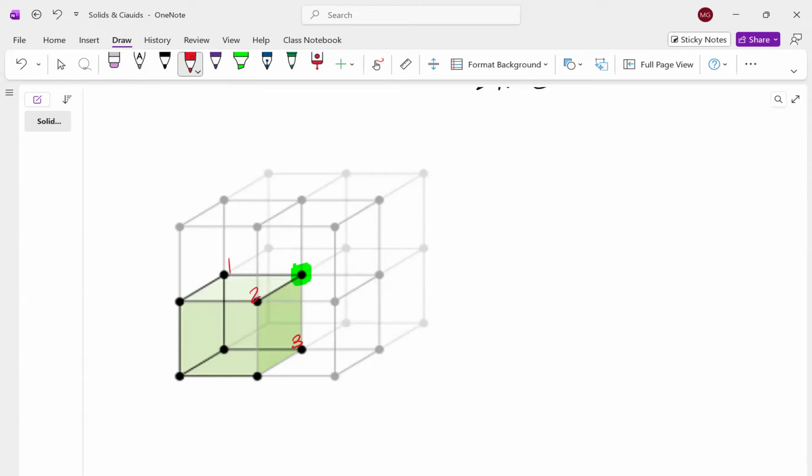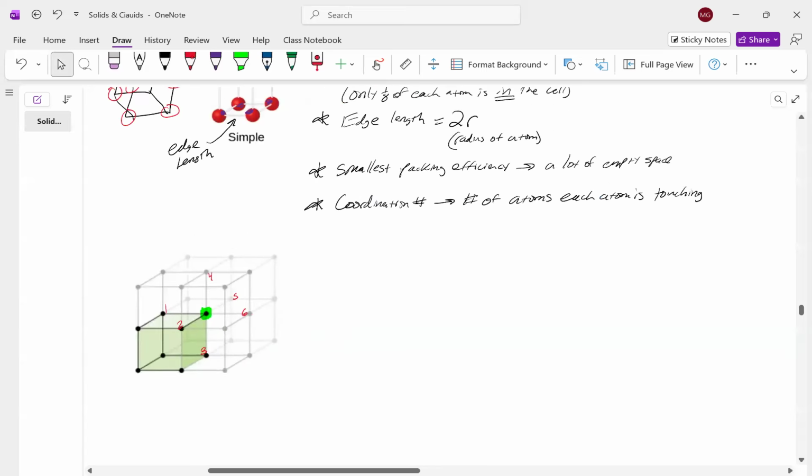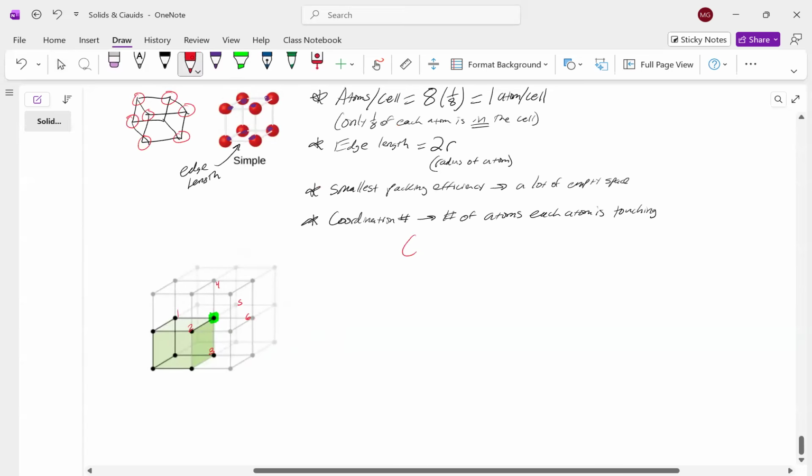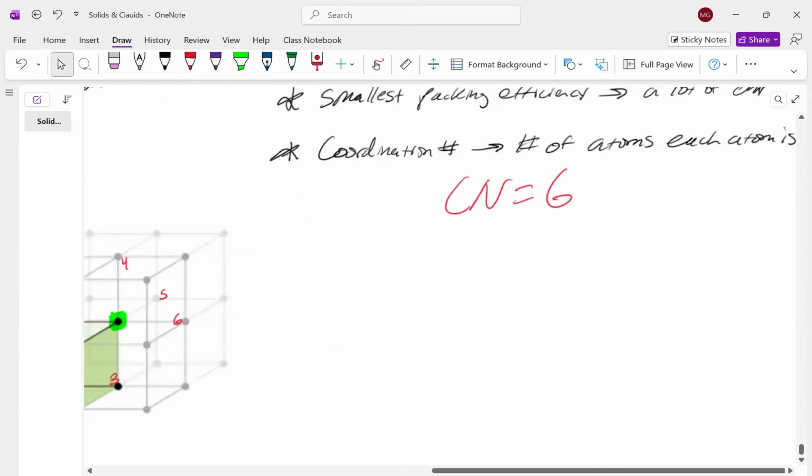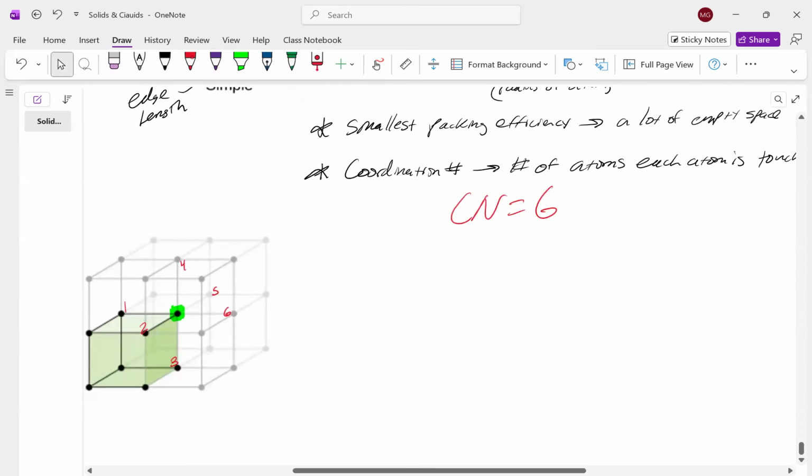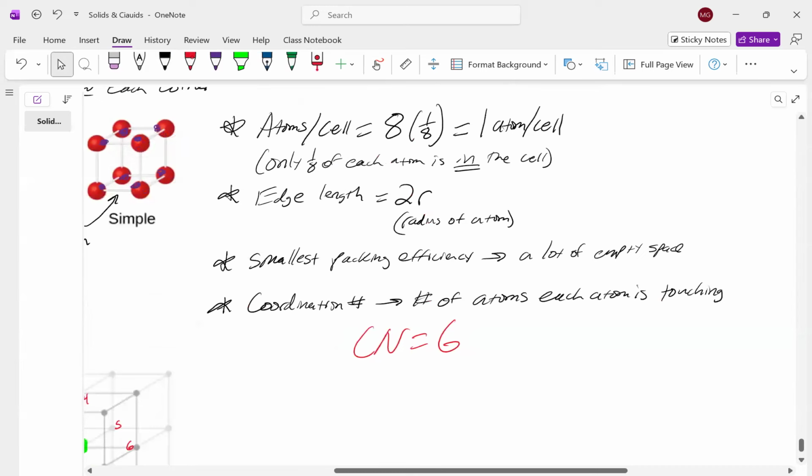But remember that these are repeating units. So it's also touching this one, four, and it's also touching this one, five, and it's also touching this one, six. So the coordination number for any atom in a simple cube is six. Again, these things that I put stars next to are just stuff to memorize, to know the properties of this simple cubic cell. And you're going to have to do this for the other two as well. And as I said, I'll list them out and demonstrate that.